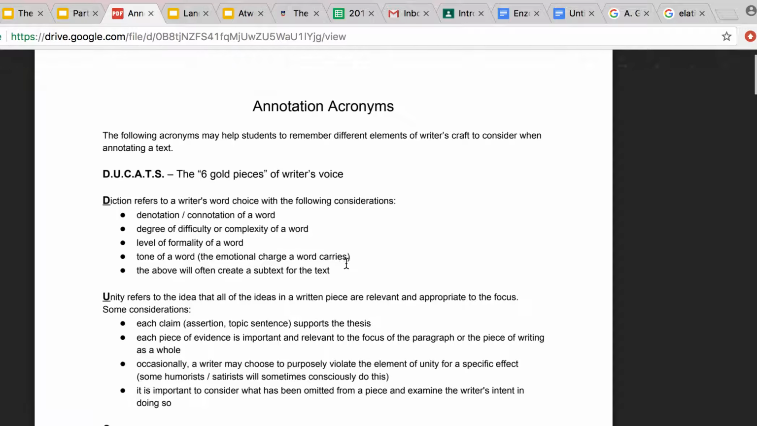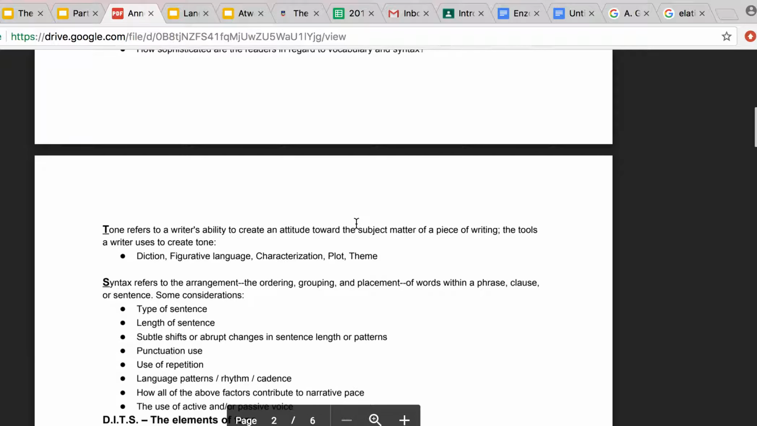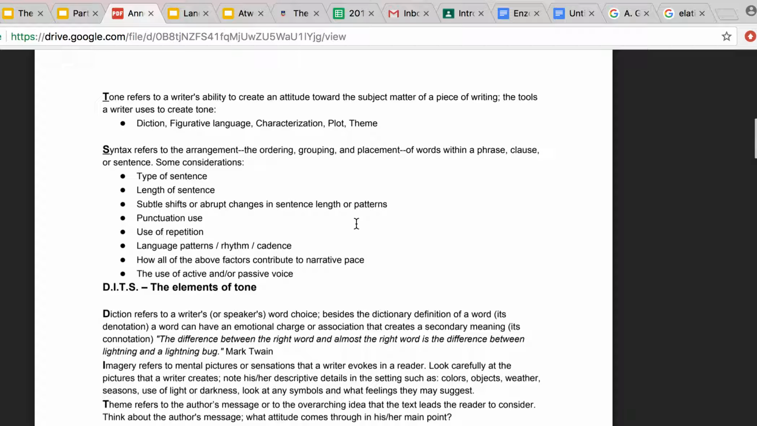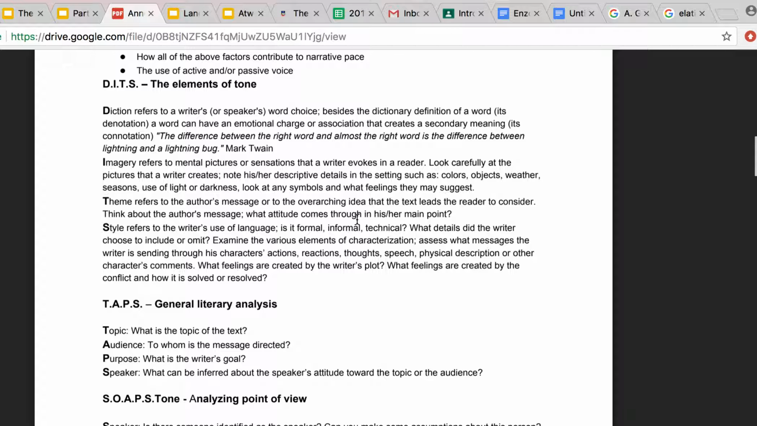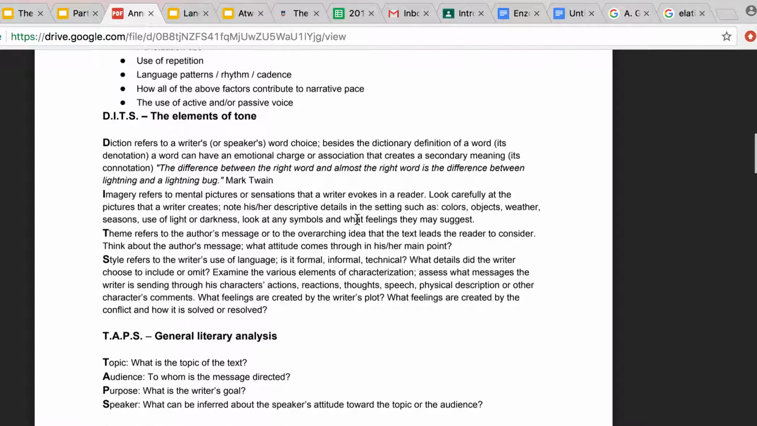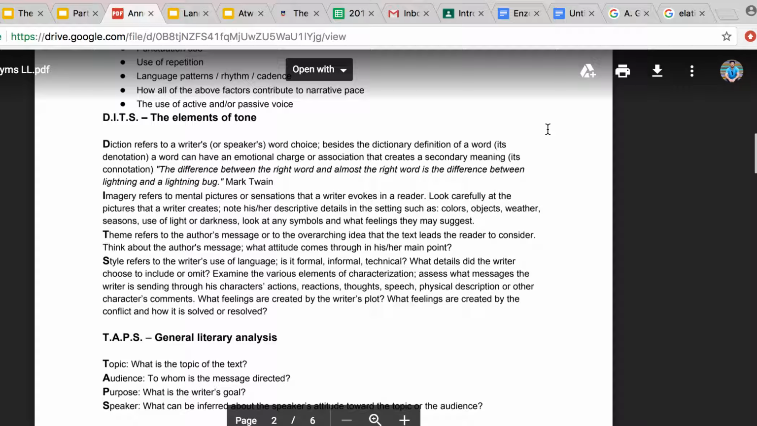Now there are a whole bunch of different types of acronym systems here, and I am not going to be going through all of them. But they are really worth checking out. Some of these are for more formal writing, some might be more for creative writing. Today I'm going to be covering DITs and TAPs. Hopefully you're familiar with TAPs. I do that with my 10th grade class, but I'm going to teach it to you now. And also DITs, which is helpful especially with diction and sound devices and looking at different means of connotation. So let's get right to it.